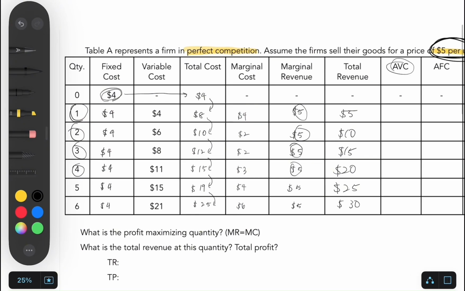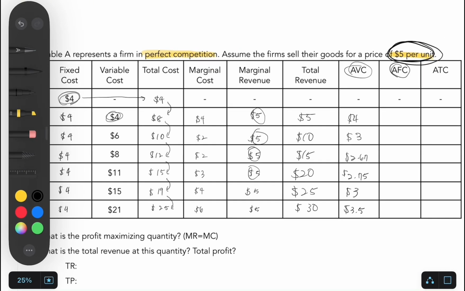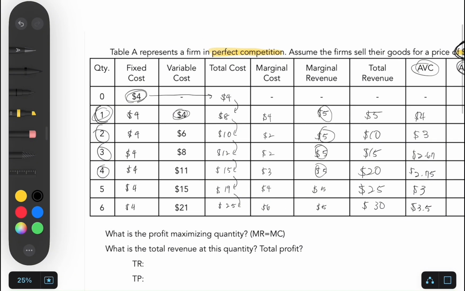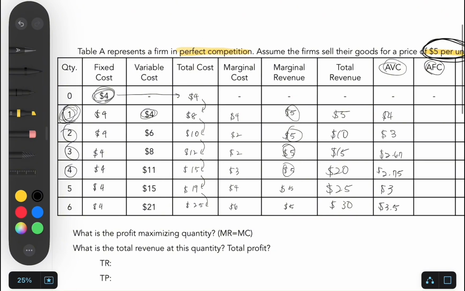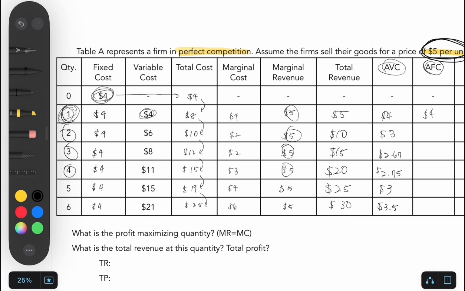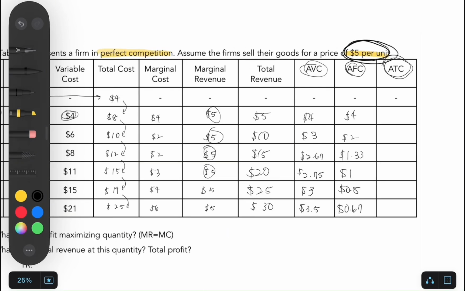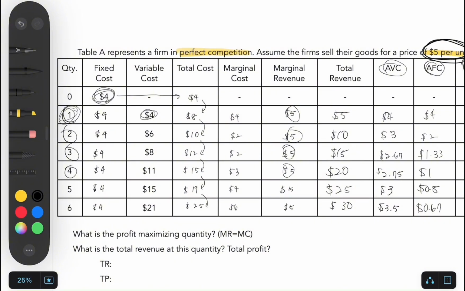Next, to calculate AVC, which is average variable cost, you would divide the variable cost by the quantity. So $4, $3, $2.67, $2.75, $3, and $3.5. For the average fixed cost, divide the fixed cost by the quantity. Last but not least, for the average total cost, divide the total cost by the quantity.